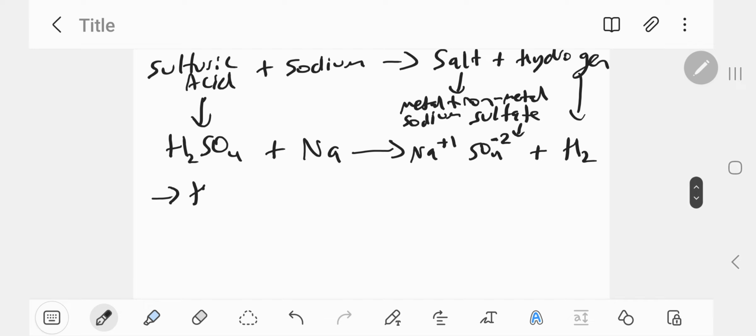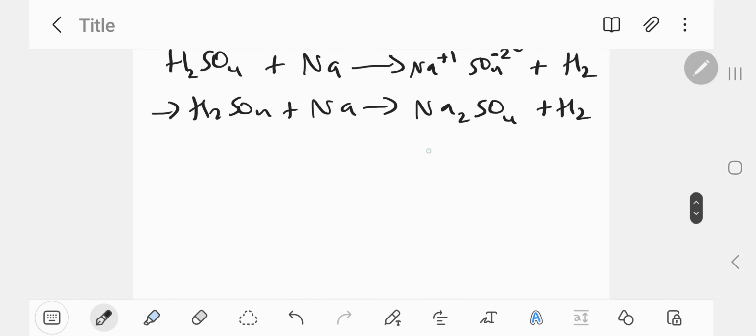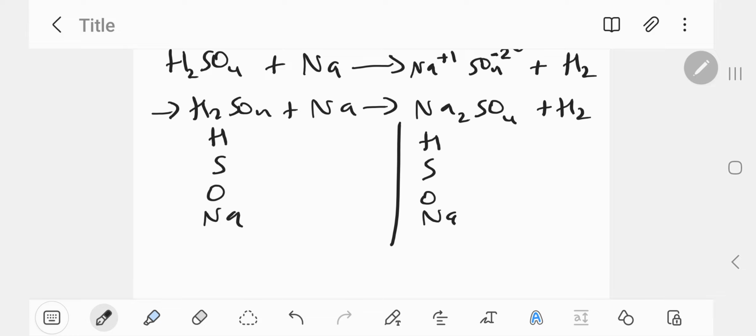Let's tidy it up. H2SO4 sulfuric acid plus sodium Na makes Na2SO4. The 2 goes down if you remember. The 1 doesn't. Plus H2. Okay. Balancing it, let's take a list from left to right. H element is hydrogen, sulfur, then oxygen, then sodium. Same thing on the right hand side. Okay, in the same order.